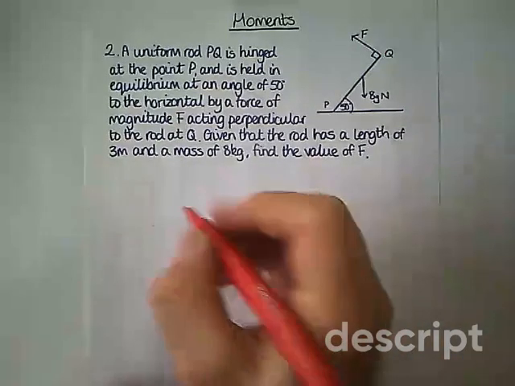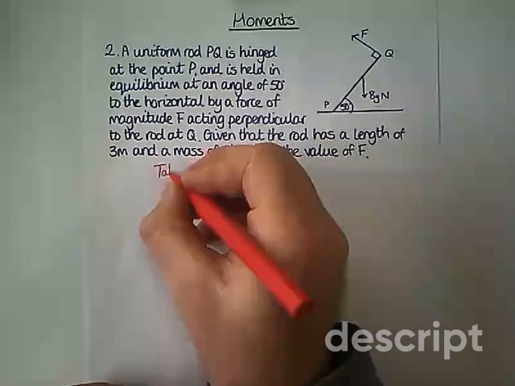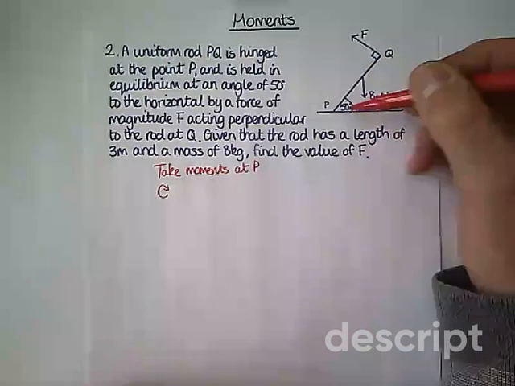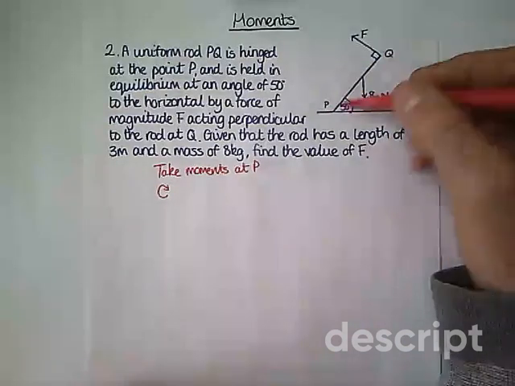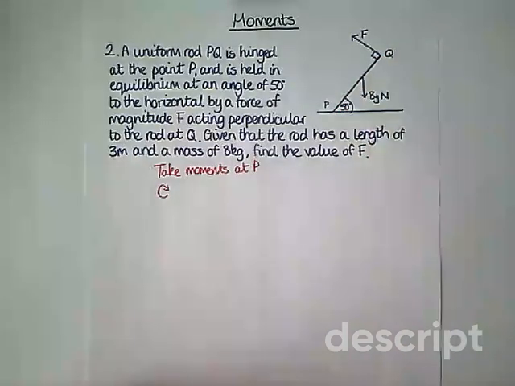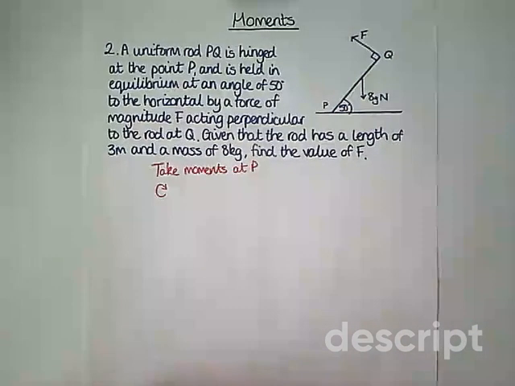We're going to take moments somewhere. Let's take moments at P. And remember, if there were any forces happening at P, a reaction force or maybe friction, then they would not create a moment because the distance from this point is 0. Okay, so there's no forces that are at P that would create any moments.